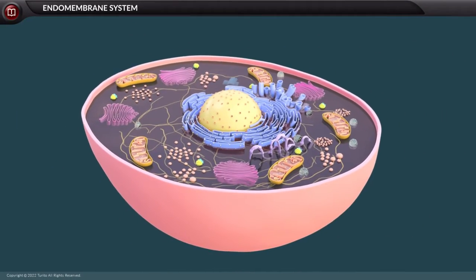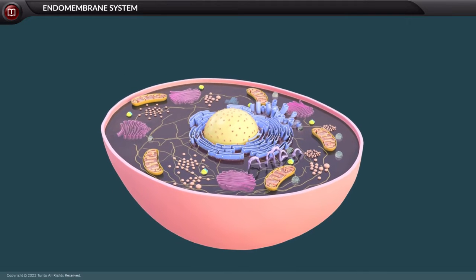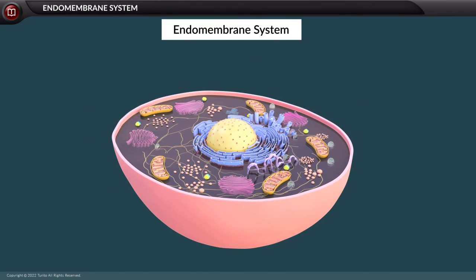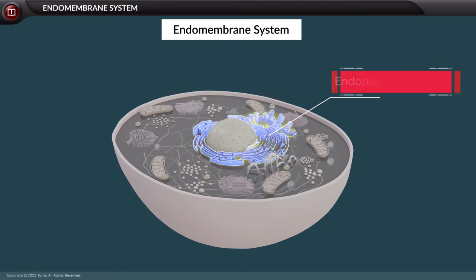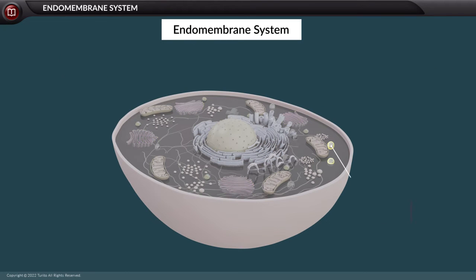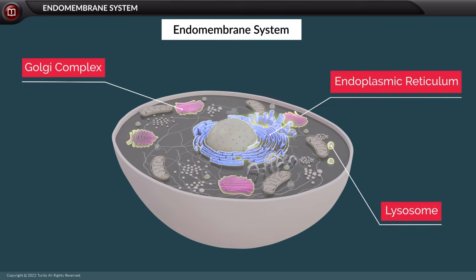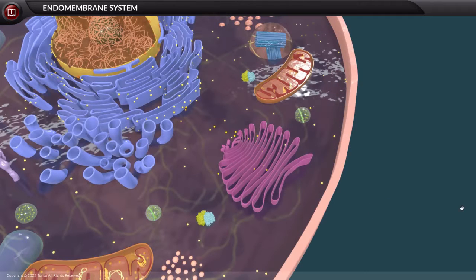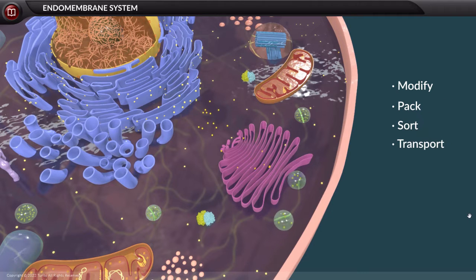The endoplasmic reticulum, the Golgi complex, and the lysosome form a continuous system called the endomembrane system. The endomembrane system serves to modify, pack, sort, and transport the lipids and proteins to their respective destinations. These destinations can be within the cell or exterior to the cell.